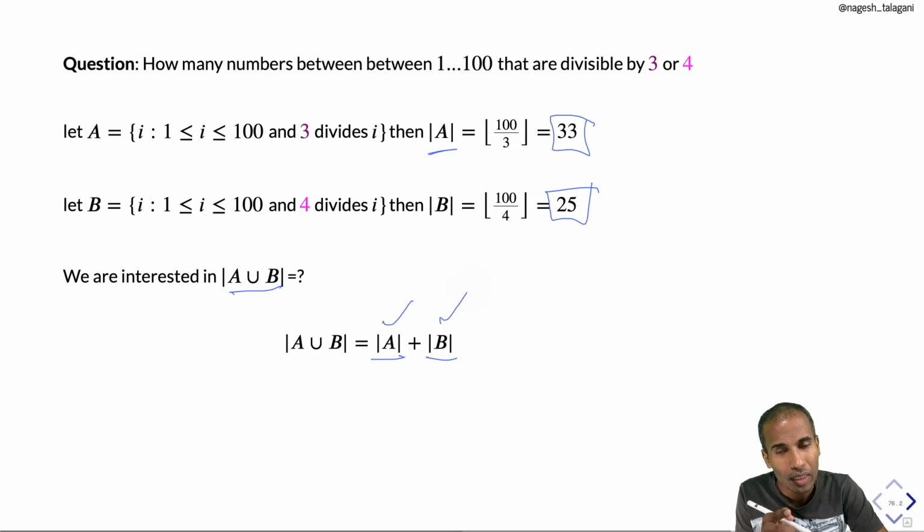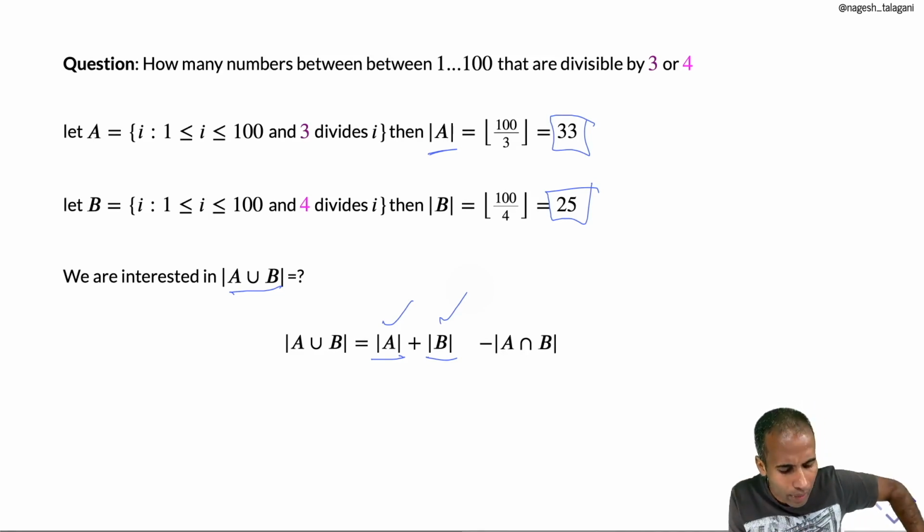Now how to fix that? Let's subtract once. Let's subtract the count of the numbers divisible by 12. Then we get the correct answer. So the fix is this. The number of elements in A union B is going to be the number of elements in A plus the number of elements in B minus the number of elements in A intersection B.